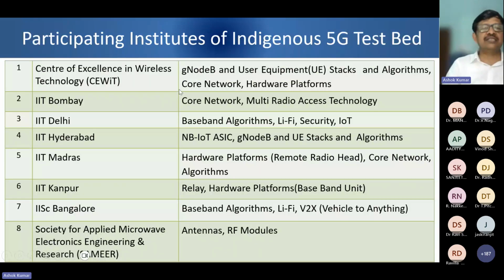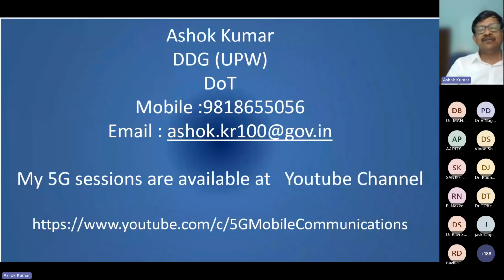These were the organizations: IIT Bombay worked on the core network. IIT Delhi created a baseband algorithm. IIT Hyderabad worked on the gNodeB and some UE stack. IIT Madras worked mainly on the remote radio head, core network, etc. IIT Kanpur was again on the baseband unit. IISc Bangalore worked on live 5G V2X applications. SAMEER was on antenna and RF modules, and C-DOT worked on overall integration, making the gNodeB and user equipment. All these eight institutions worked together, and the final product is at the research park of IIT Chennai.